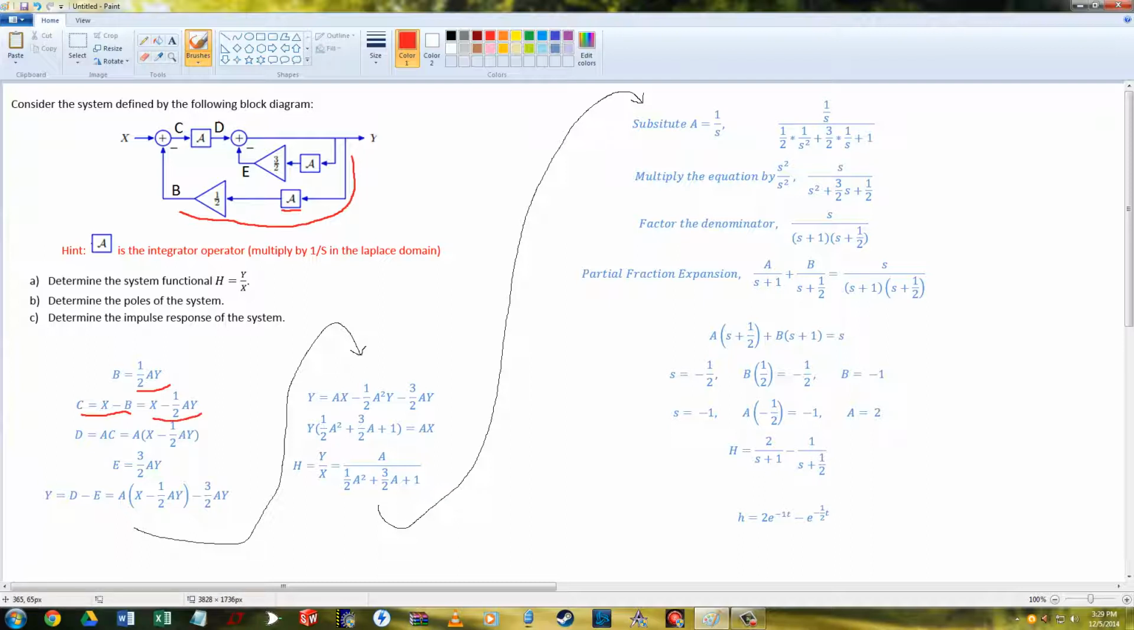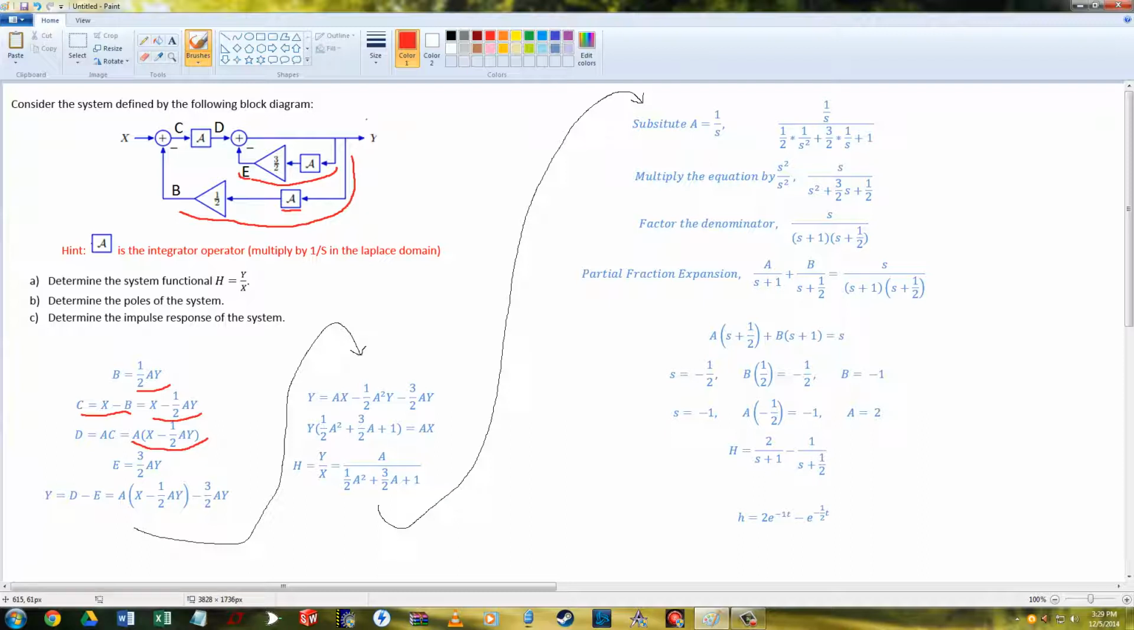For the next portion, we have d, and all d is, is c multiplied by that integrator operator again. So d equals A times c, which equals A times the quantity x minus 1/2 Ay. Next we have e, which is dependent on y again, coming through this way. Just like the b signal, it goes through that integrator operator and is then multiplied by 3/2. So e equals 3/2 Ay.